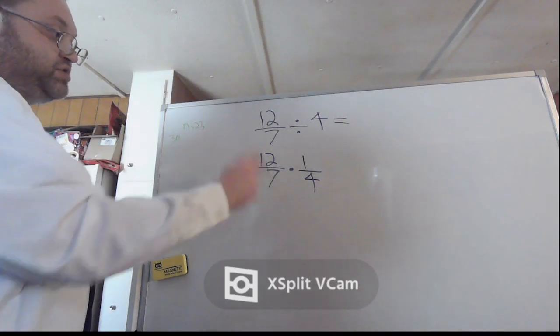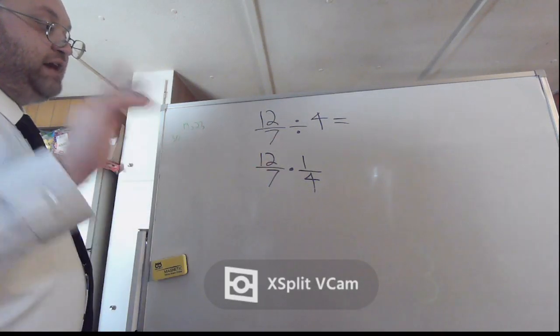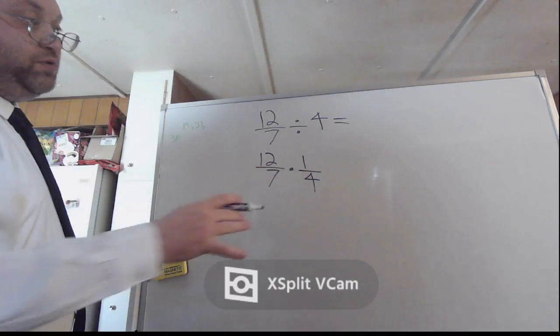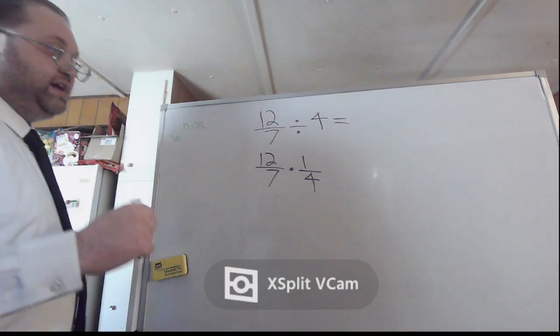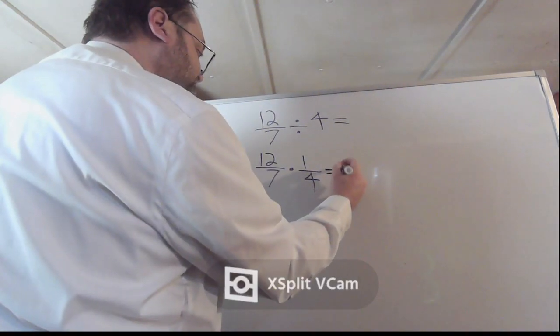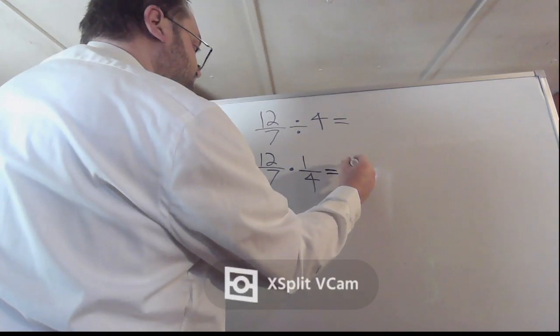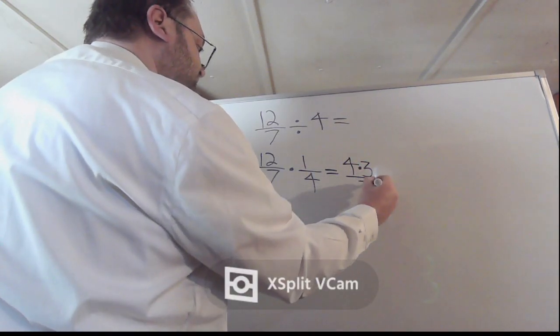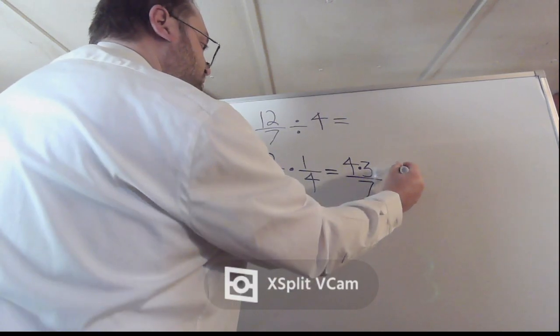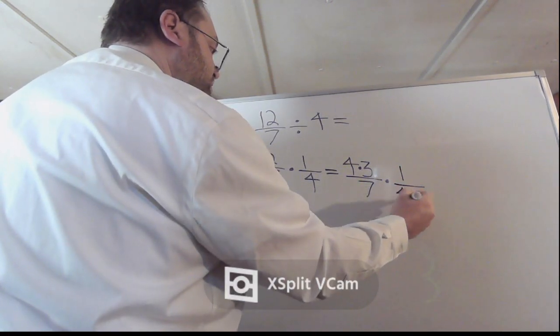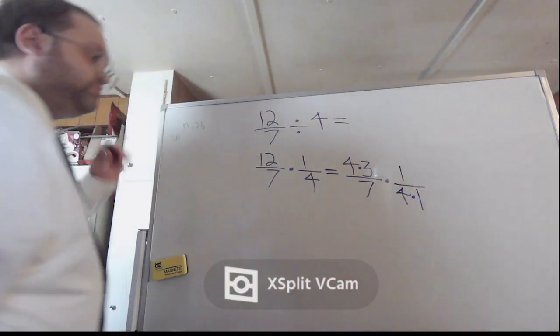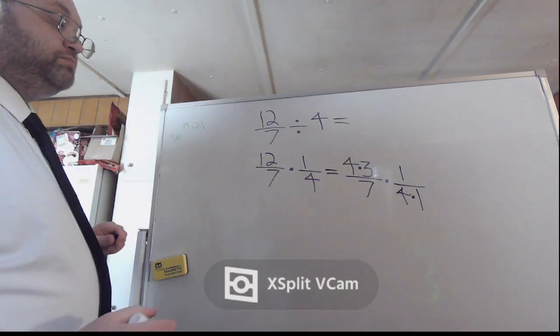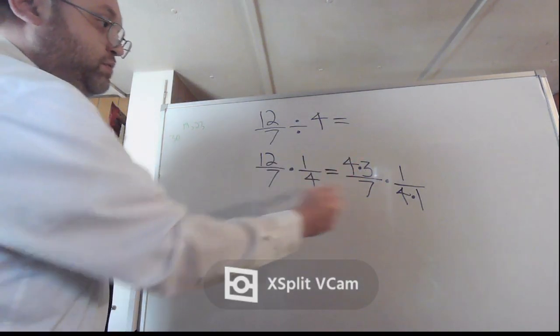Can't factor out the 12 and 7 or the 1 and 7. However, we can factor with 12 and 4, because 12 has factors of 4. So 12, the factors are 4 and 3. So 4 times 3 over 7 times 1 all over 4 times 1. So 12, you got 4 and 3. 4 is 4 and 1.